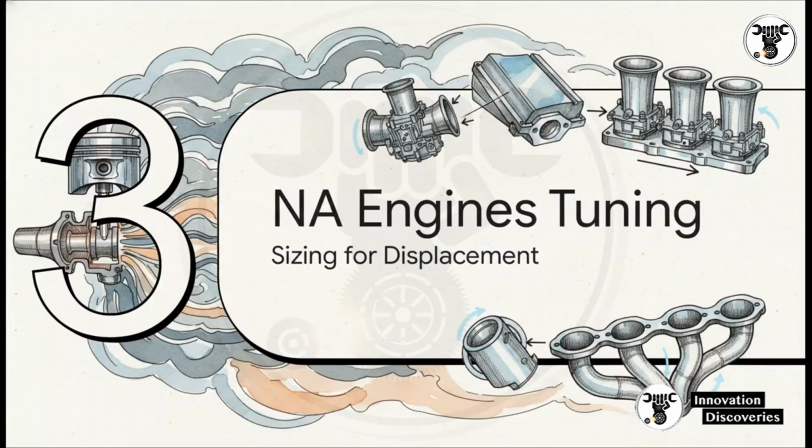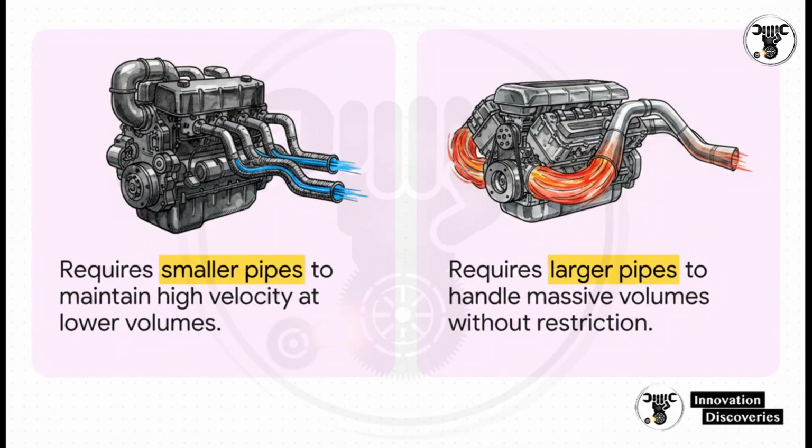All right, Section 3, tuning naturally aspirated engines. Now, as a fabricator, you know you're always playing a game of give and take. At low RPMs, the engine is producing less exhaust gas. So to keep your velocity high enough to scavenge effectively, you need a smaller pipe. But as you rev out to high RPMs, that engine is suddenly moving a massive volume of air. And that exact same small pipe becomes a huge restriction.